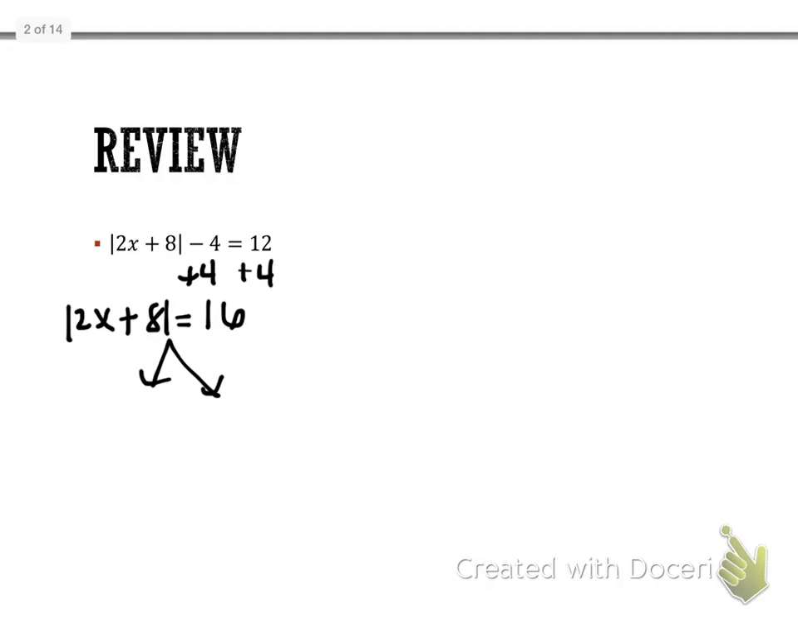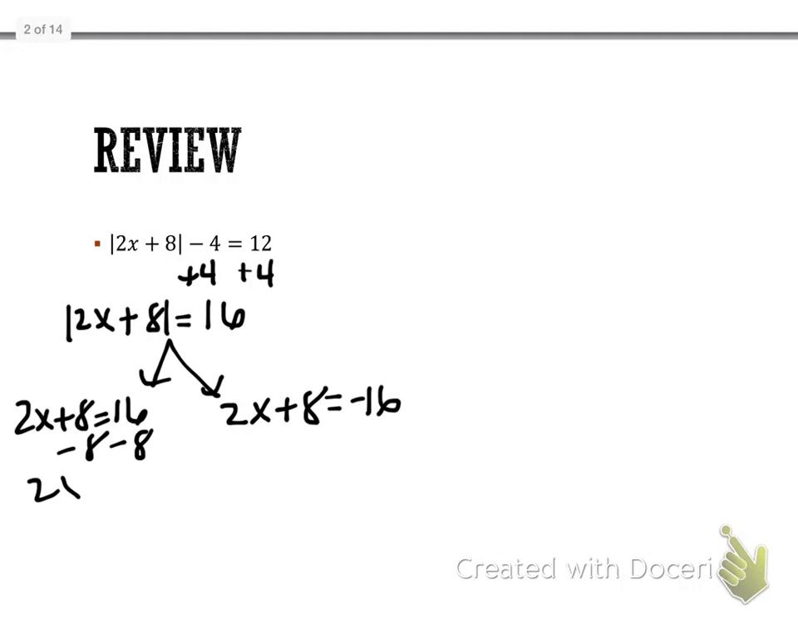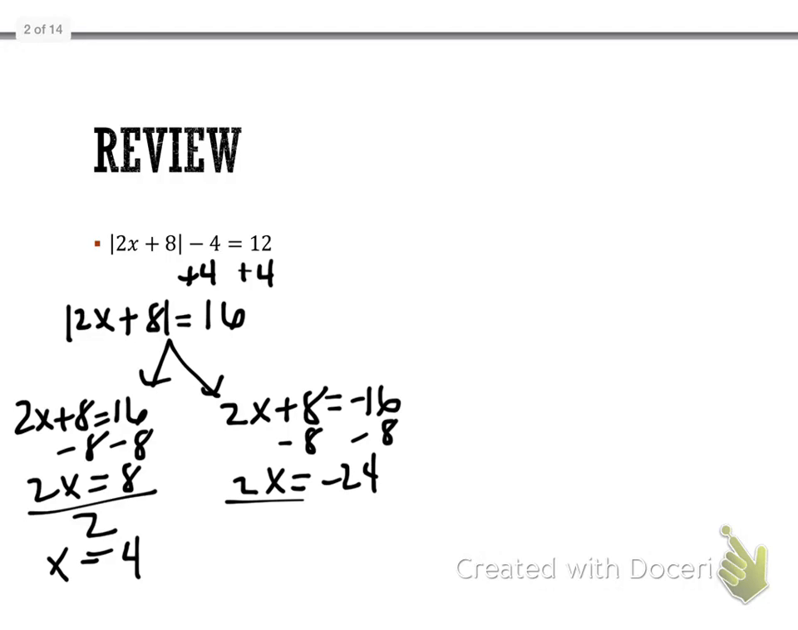When I do the splitting, my absolute value disappears because I'm making a positive 16 side and a negative 16 side. So I'm going to subtract 8. Divide by 2, so x equals 4, subtract 8, divide by 2, so x is equal to negative 12, and then we have to go in and check our answers in our original equation.